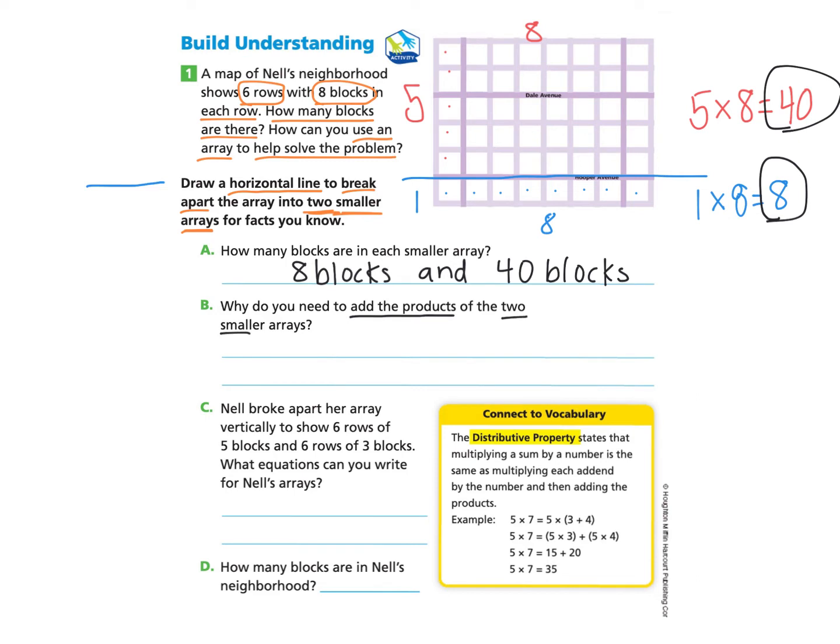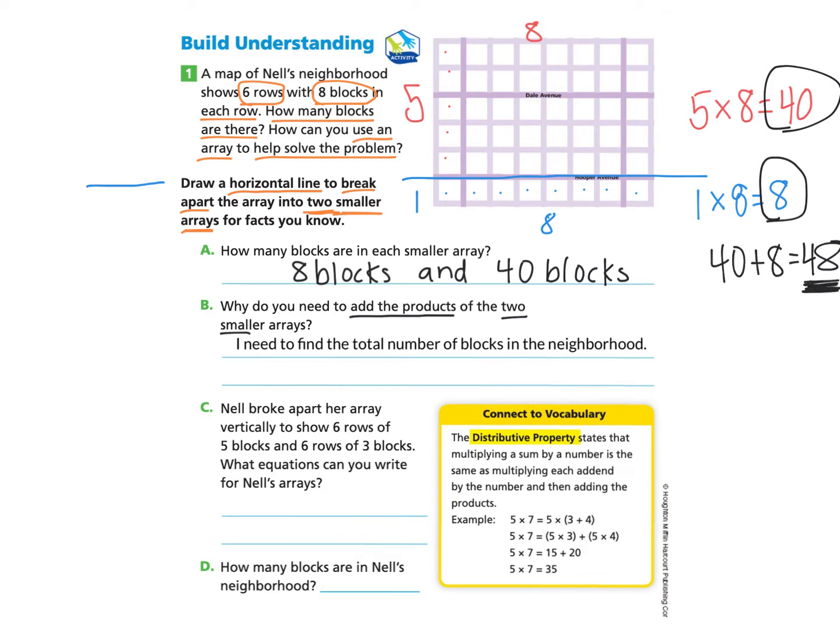Well, we want to find the total of the whole block. And so this is one strategy on how we're going to do that. So I can explain my thinking by saying I need to find the total number of blocks in the neighborhood. So when I do that, 40 plus 8, I'm going to get 48. So that's going to be the total number of blocks in the neighborhood.